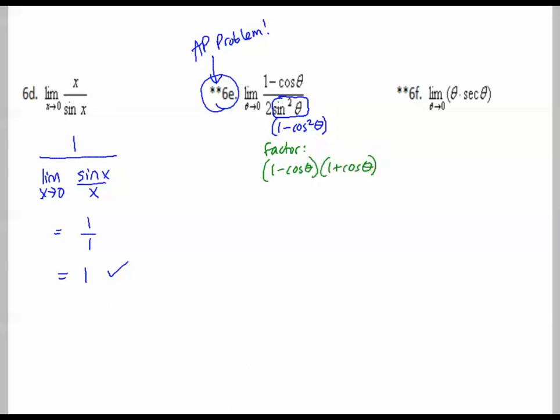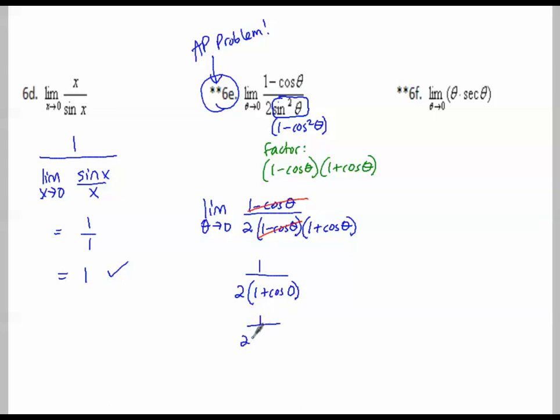Let me write what you have after you do that. The limit as theta approaches 0 of 1 minus cosine theta over 2 times the quantity 1 minus cosine theta times the quantity 1 plus cosine theta. See our 1 minus cosine thetas, factor out, and with what I have left, I can use direct substitution. I get 1 over 2 times 1 plus cosine of 0, which is 1 over 2 times 1 plus 1, which is 1/4. Woo!